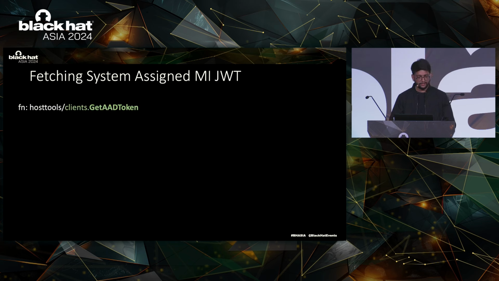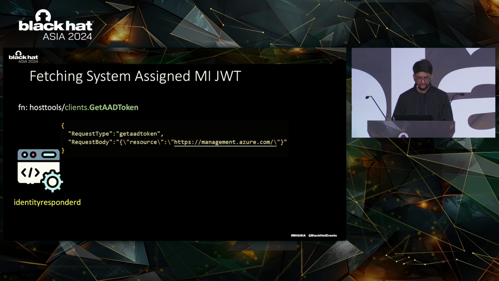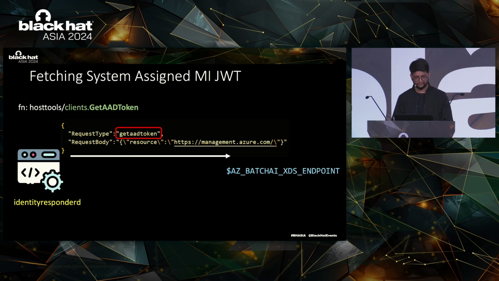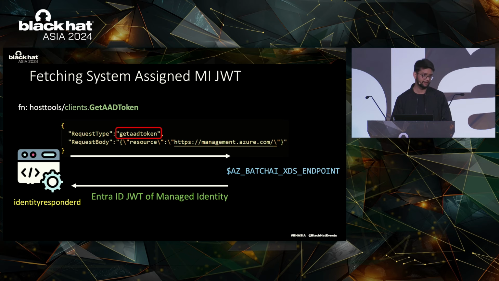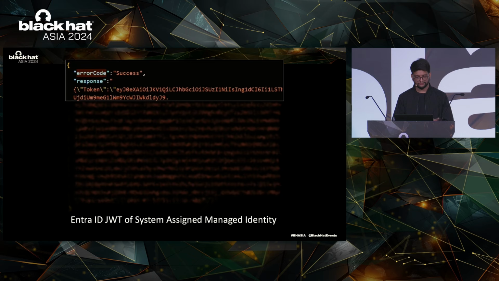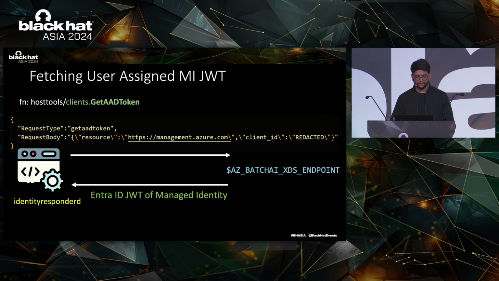So this function called get AAD token is there in the host tools package for identity responder daemon, host tools, and a lot of other binaries as well. So this is how the request body looks, where we have the request type set to get AAD token, and the request body contains the resource for which we are fetching the token. This is sent to the same batch AIXDS endpoint, and in the response, we get the Entra ID JWT of the managed identity that was assigned. This is how the response looked. And similarly, for fetching the user-assigned managed identity, we just specify the client ID in the request, and we get the Entra ID JWT of the user-assigned managed identity.